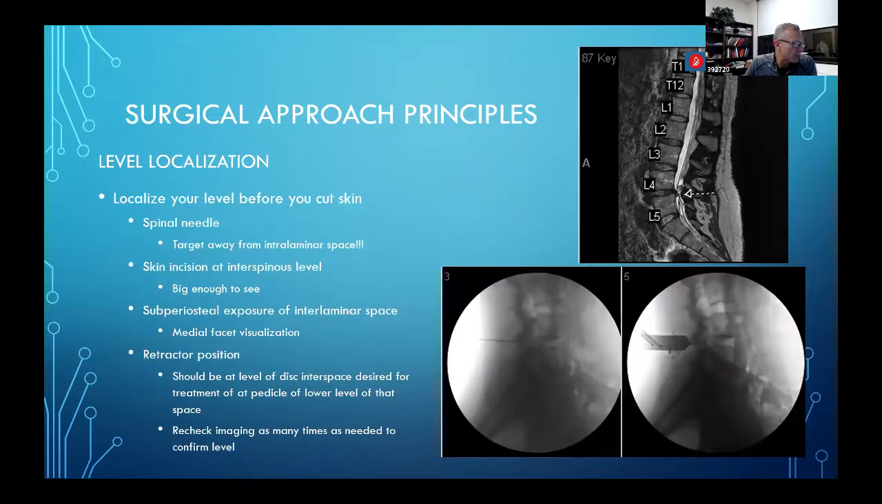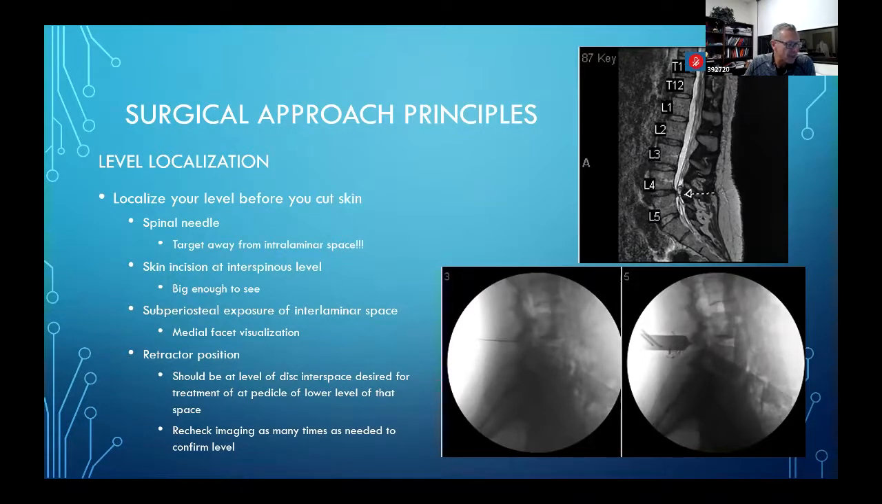The other thing that I'm a stickler about is localizing my level. So I've got some representative radiographs. This is the same patient, synovial cyst. I'm doing a decompression at L4-5. So the first C-arm picture on the left is my spinal needle. I have not made a skin incision. I basically brought the C-arm in. I placed the spinal needle where I think the L4-5 interlaminar space is going to be roughly. I drop the spinal needle down.